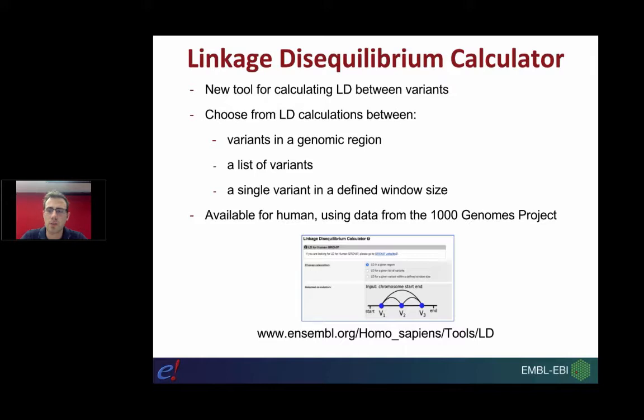The final thing that I want to mention is the linkage disequilibrium calculator. So this is a new tool that we've developed that allows you to calculate the LD, the linkage disequilibrium between variants in Ensembl. So this is only available for human, and it uses data from the 1000 Genomes project. But you're actually able to use this tool to calculate linkage disequilibrium between variants within a genomic region, between a list of variants. So if you've got a list of variants that you want to calculate LD between, you can do that as well. Or you can also calculate the linkage disequilibrium for a single variant in a defined window size as well.